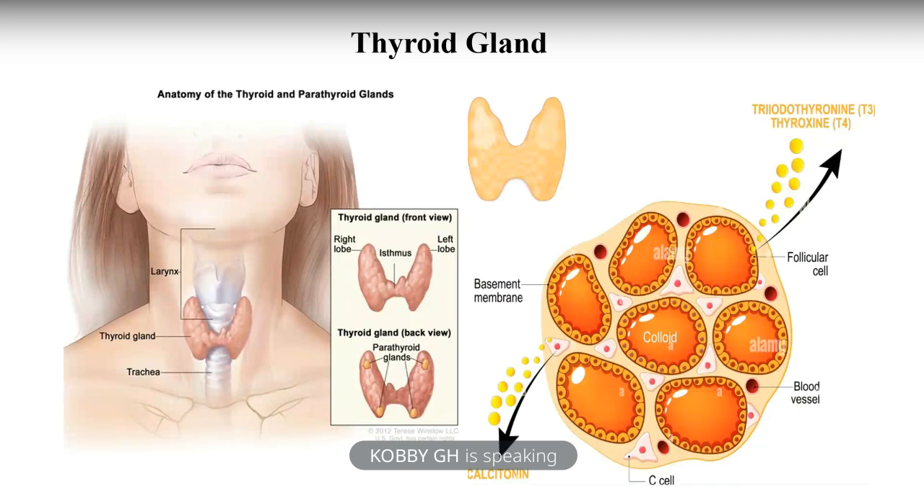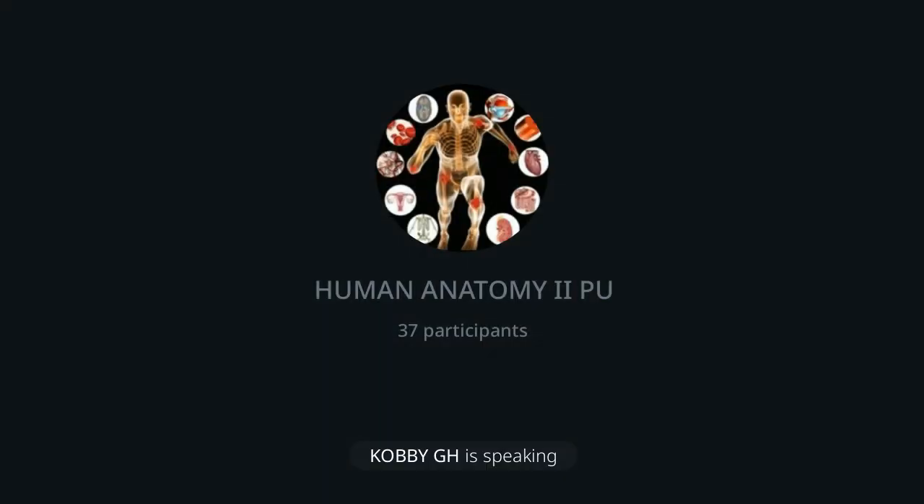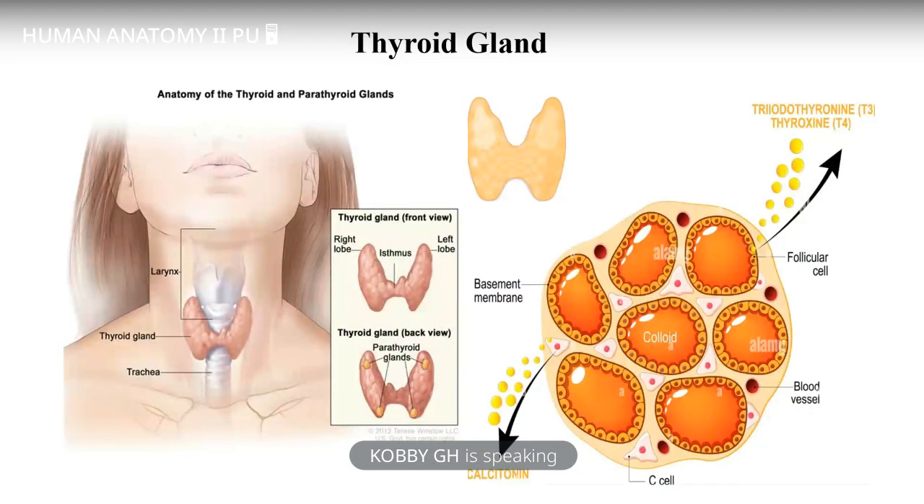So if a patient has a condition like hyperthyroidism, the thyroid gland will be producing more T3 and more T4. At the end of the day, your breathing rate will increase. You remember I told you the function of the thyroid gland follicular cells? They produce T3 and T4. T3 and T4 increase your respiratory rate, your pulse rate, your BP, and your body temperature.